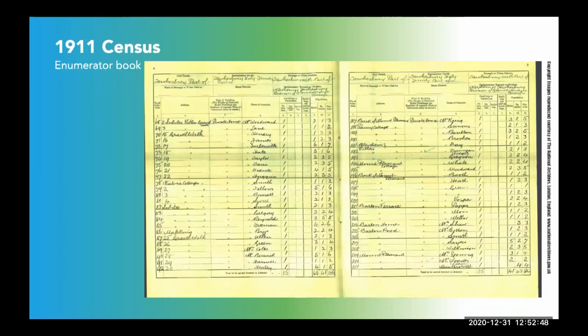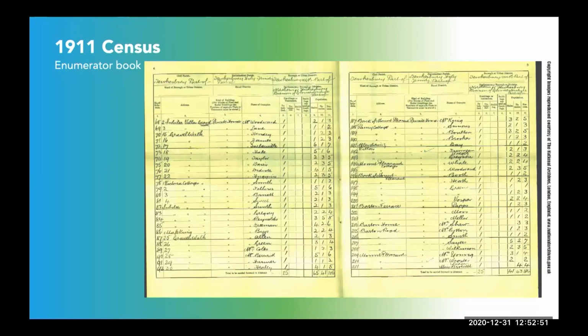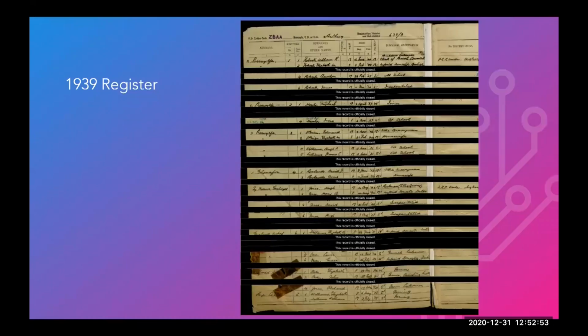And then here's the enumerator book for the 1911. So it's great that you get both. And then here's the 39 register showing redactions and the browning of cellophane tape on the document.